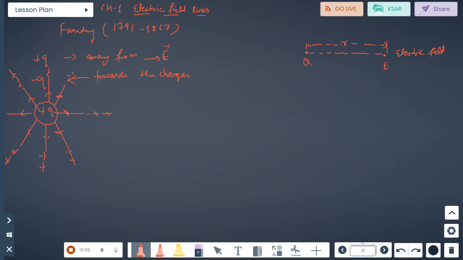The length of the arrow denotes the magnitude of the field. The length of the arrows shows the magnitude of the electric field. Here the magnitude is greater, and as the distance increases, the magnitude decreases. The density of lines is more towards the positive charge and less farther away. It is radially outward.